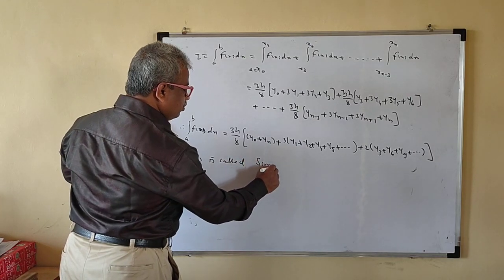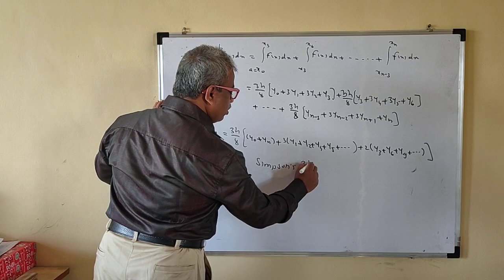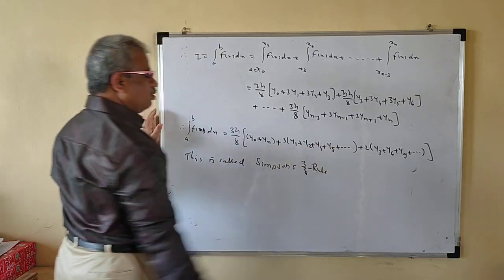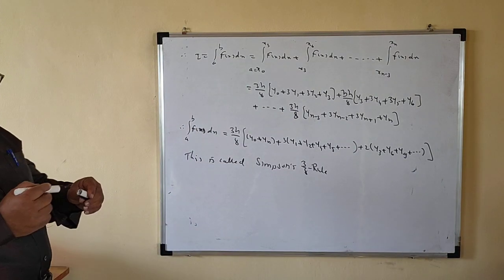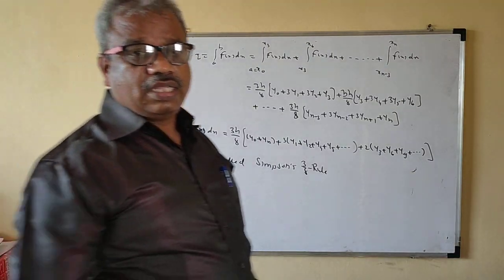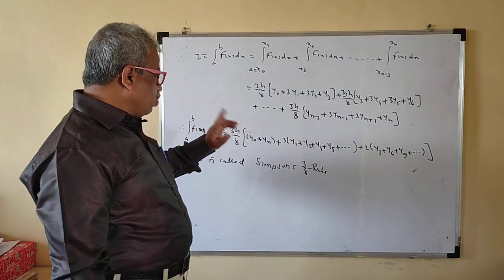Okay, so this is called Simpson's 3/8 rule. In this way we have derived Simpson's 3/8 rule also, by putting n equal to 3 in the general quadrature formula. Now, how to remember this one?